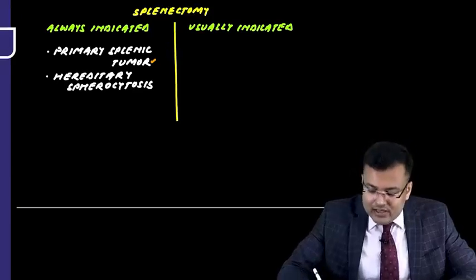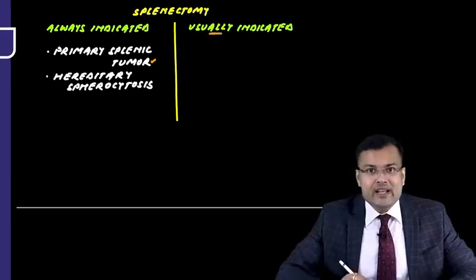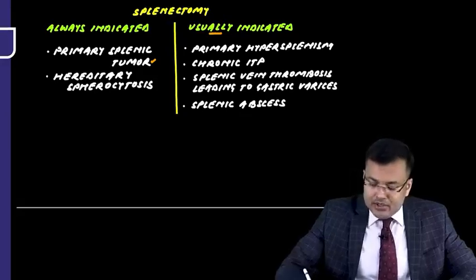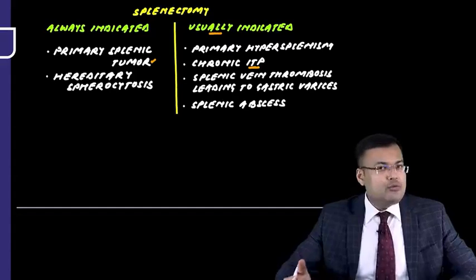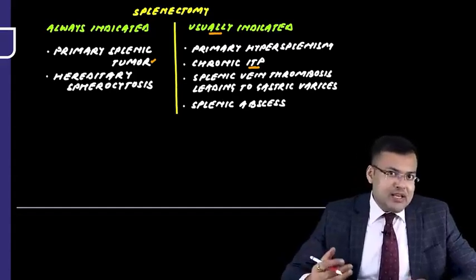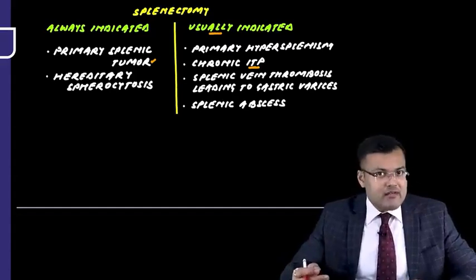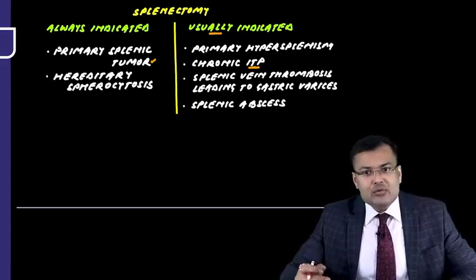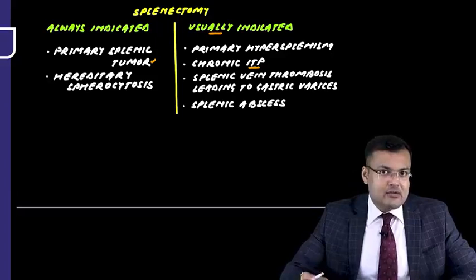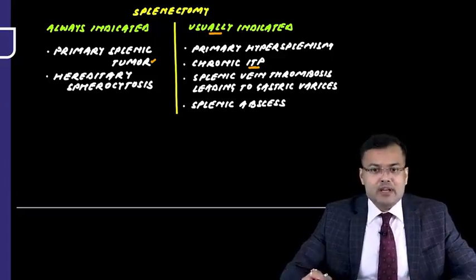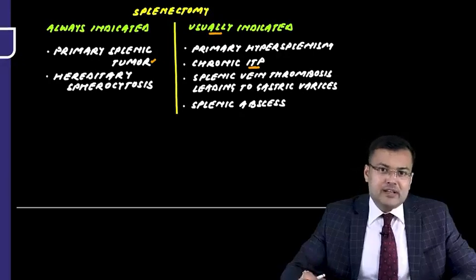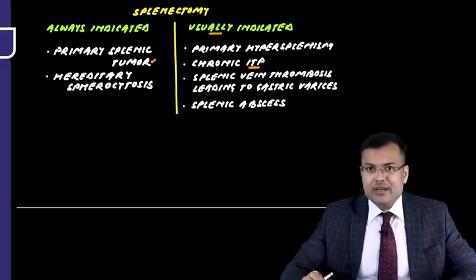Another situation where it is usually indicated is primary hypersplenism, and patients who have chronic ITP. And if a patient has splenic vein thrombosis, it leads to gastric varices. In that case also, the treatment of choice is splenectomy. And if the patient has a splenic abscess, there also it is usually indicated. So these are the indications of splenectomy.